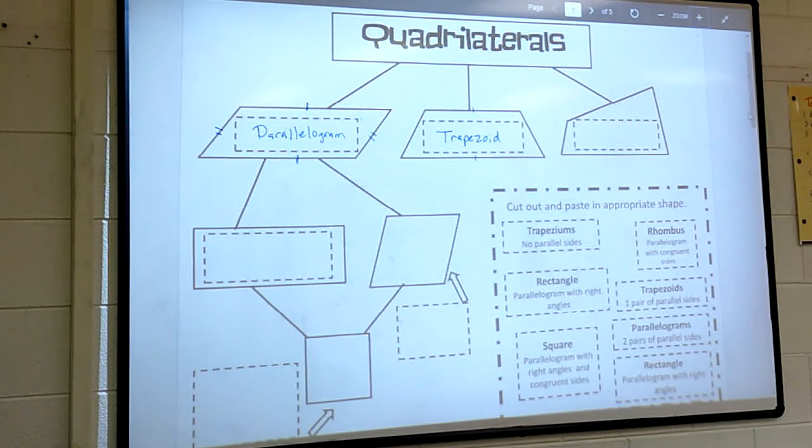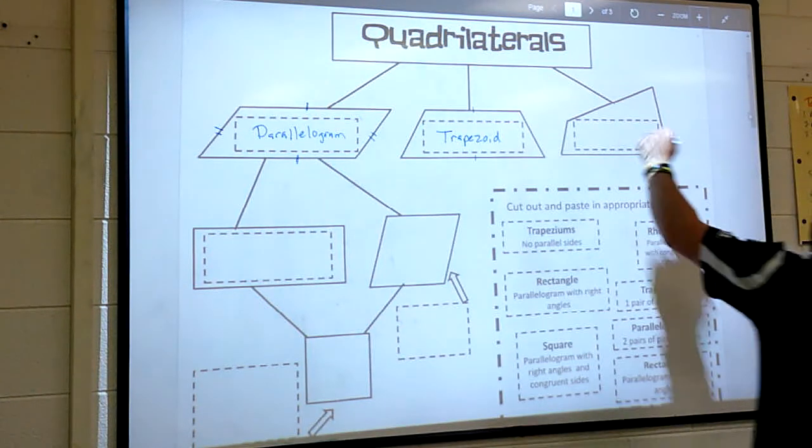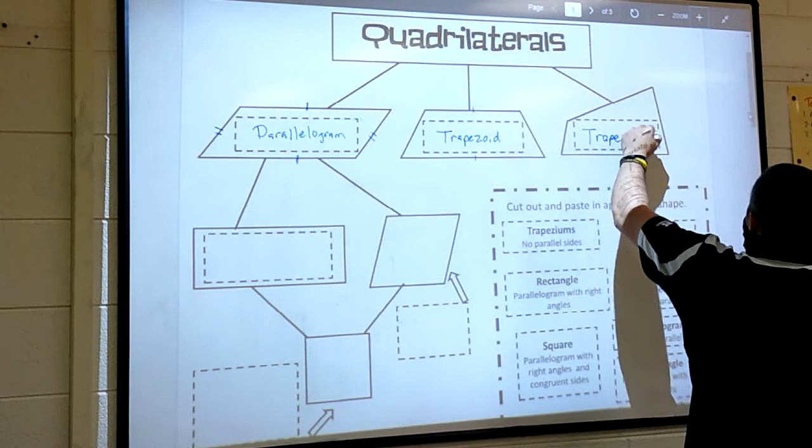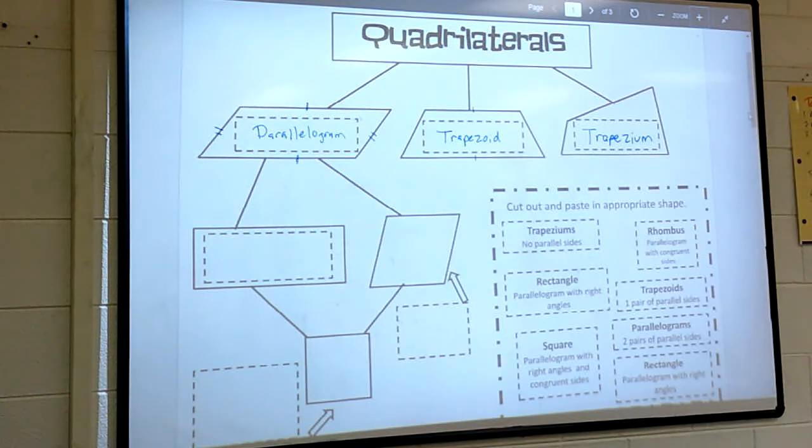Then we get to that one over there. It says no parallel sides. It's called a trapezium, or it's really just a regular quadrilateral. It doesn't have any parallel sides. So like every single side is going in some different direction. And that's in the top right up here. So everything's going in different directions.